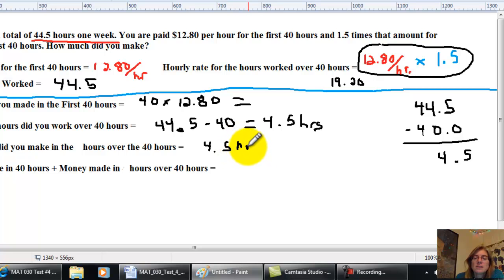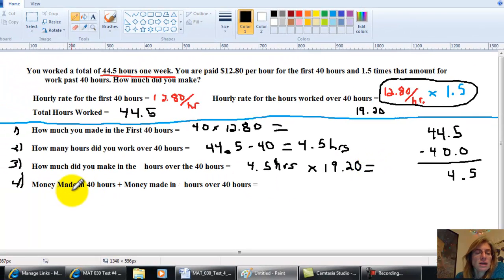And times the new rate, because any of those hours worked over the 40 hours, you get more money for it. Then you're going to multiply by this number here, 19.2, because you're making $19.20 per hour that you're doing the overtime. Alright, so then the money made in 40 hours, plus the money made in the hours over 40 hours, you're going to add those two numbers. Those two numbers are going to be whatever you get for this answer plus whatever you get with this answer. So let's figure those out.